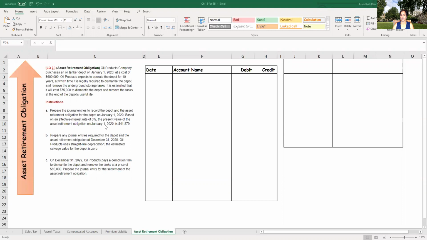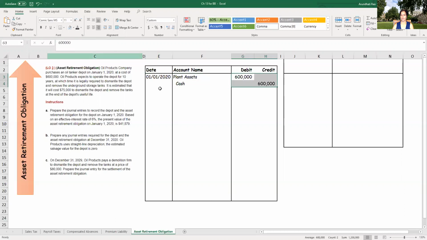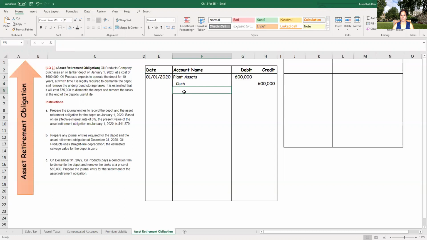So let's first do the journal entry for the acquisition of the asset. To start with, my journal entry, I'm going to have the date. The first one is easy. Plant asset debit, cash credit, and it's going to be for the $600,000 for the purchase of the asset. So this one is fairly straightforward. We know how to do it.